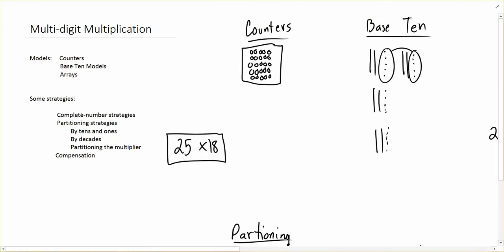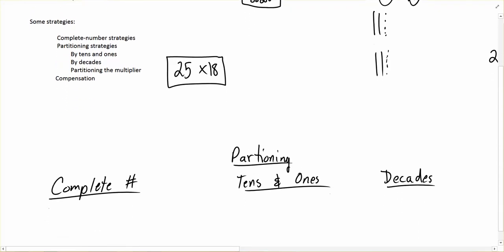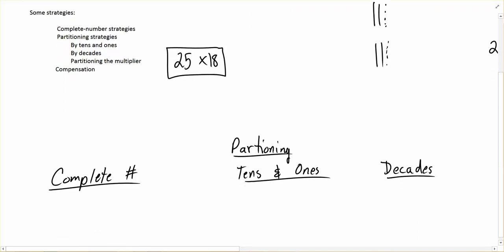Students will use different strategies to do multiplication as they explore problems like word problems or things like that. And these strategies can be useful and help students build understanding as we build up towards a more algorithmic approach. So some of the strategies include complete number strategies, partitioning strategies, and compensation. And these are ordered in complexity. The simplest to think about are complete number strategies. The most complex are compensation. Let's take a look at examples of each.